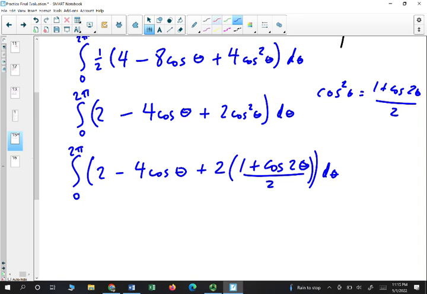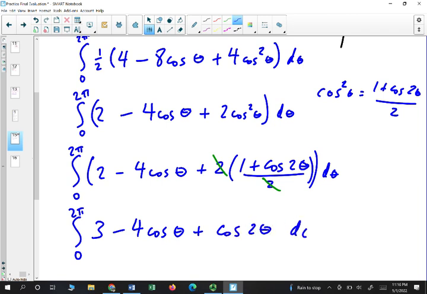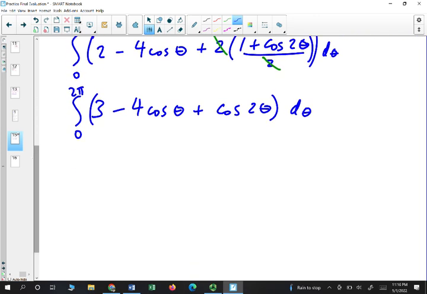Okay, so the 2's we could actually cancel those 2's. And so now we could combine the 1 with the 2, like terms. So that gives us 3 minus 4 cosine theta plus cosine of 2 theta, and now we could integrate it term by term.